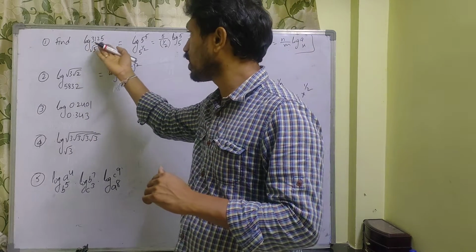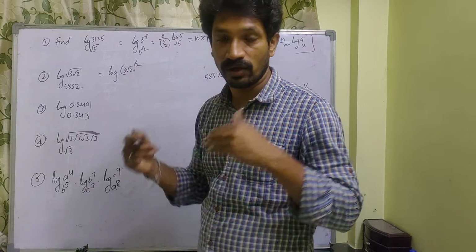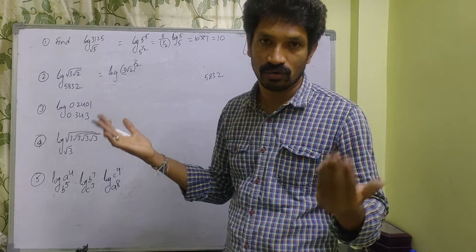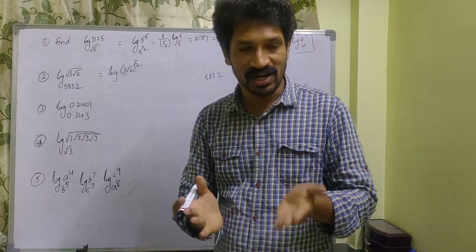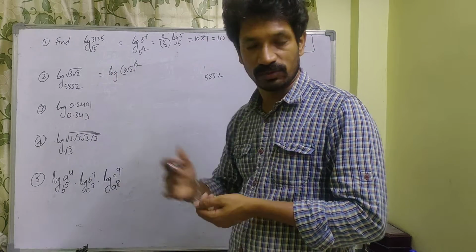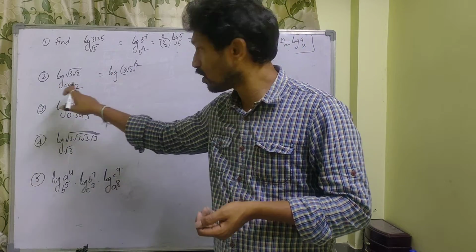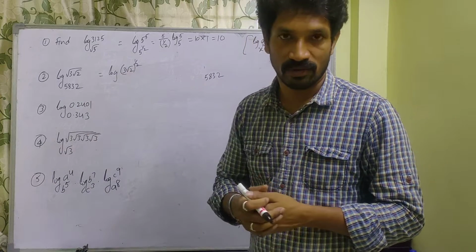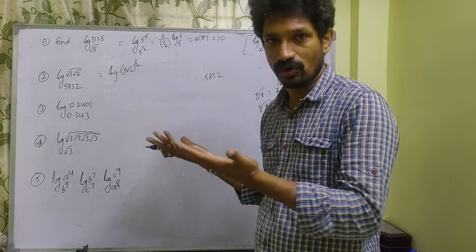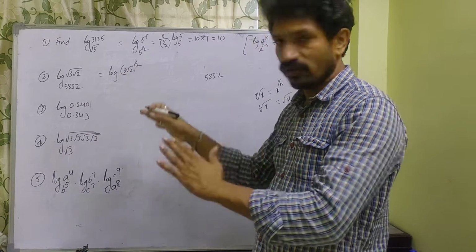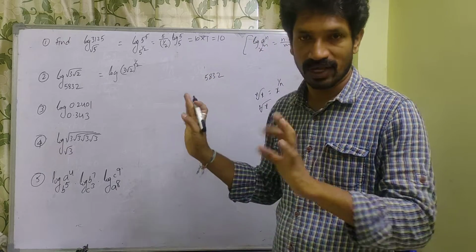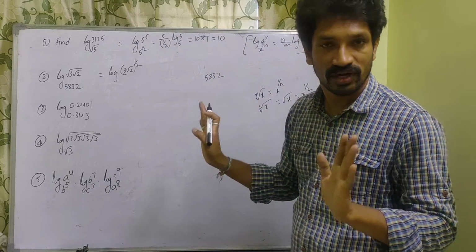Sir, how can I understand that 3125 is 5 power 5 if I didn't get any idea? Actually, if you completed 10th class, you know how to factorize this or how to write it as a power of a number. If you don't know, we can't do anything. I have just given one example for this.